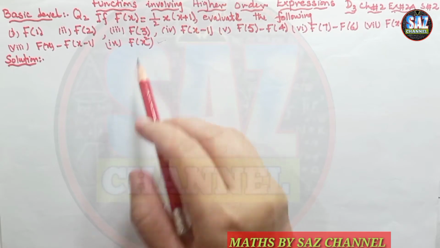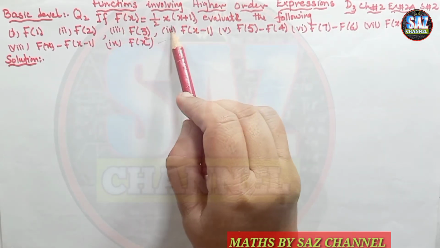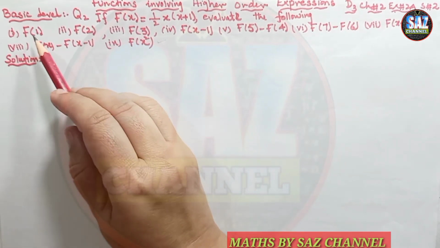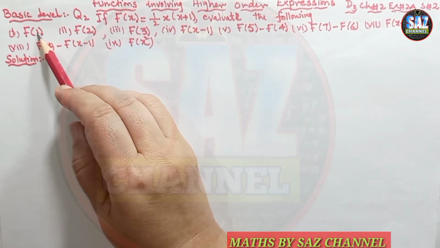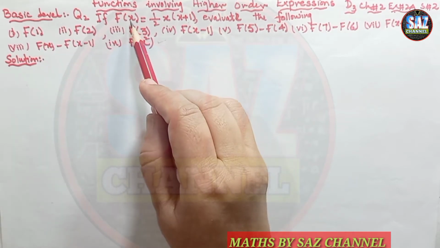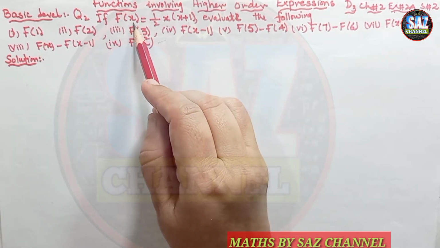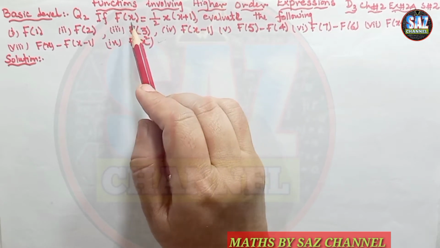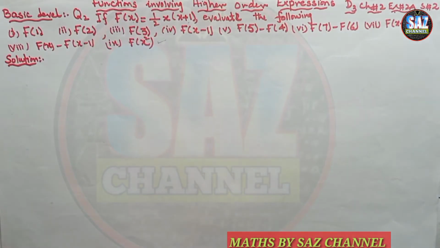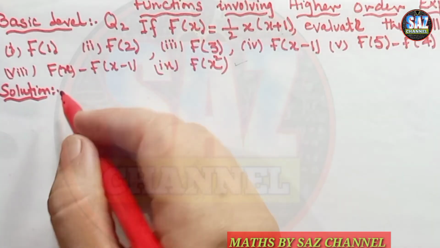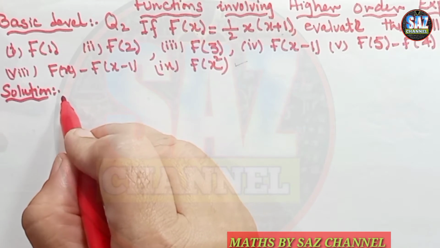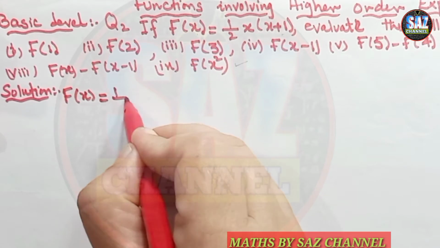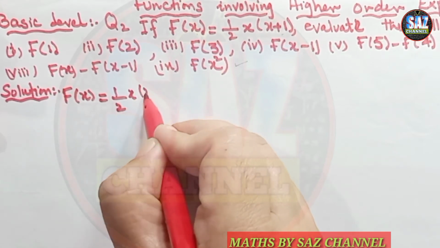If we look at the question, this f of x is the function or the machine given, and in these different parts like f of 1, here 1 is the input or domain. We have to replace this 1 instead of the variable, and we have to get the range or output of this function. Let's move to the solution of the question. Let's write the function first. The given function is f of x equals half into x and x plus 1.